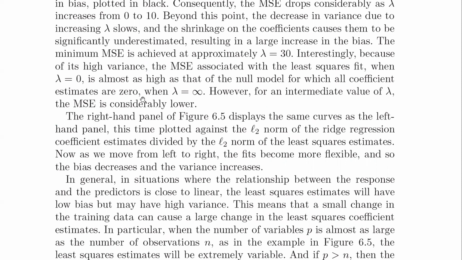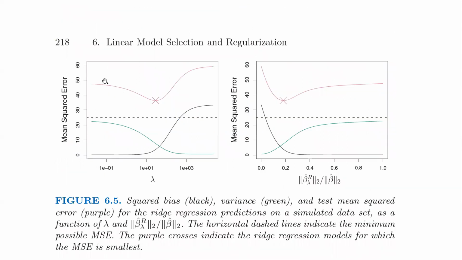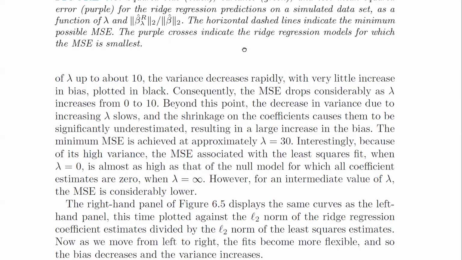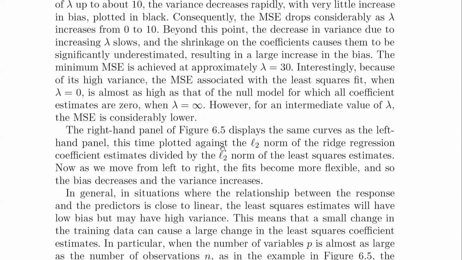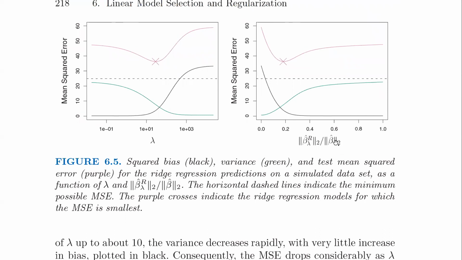Remember what the null model is. The null model, you're not even using any of your data when lambda is equal to infinity. However, for an intermediate value of lambda, the mean squared error is considerably lower. So you get that around 35 as opposed to 50 for the least squares model and around 60 for the null model. The right-hand panel of figure 6.5 displays the same curves as the left-hand panel, this time plotted against the L2 norm of the ridge regression coefficient estimates divided by the L2 norm of the least squares coefficient estimates.